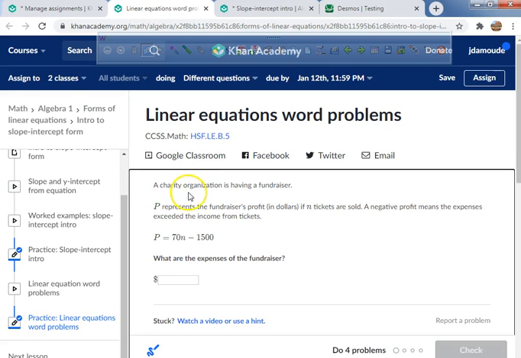A charity organization's having a fundraiser. P represents the fundraiser's profit if N tickets are sold, and negative profit means the expenses exceeded the income. What are the expenses of the fundraiser? How much money do they owe right there? What do you guys think? If you're paying attention, it looks like they owe $1,500.